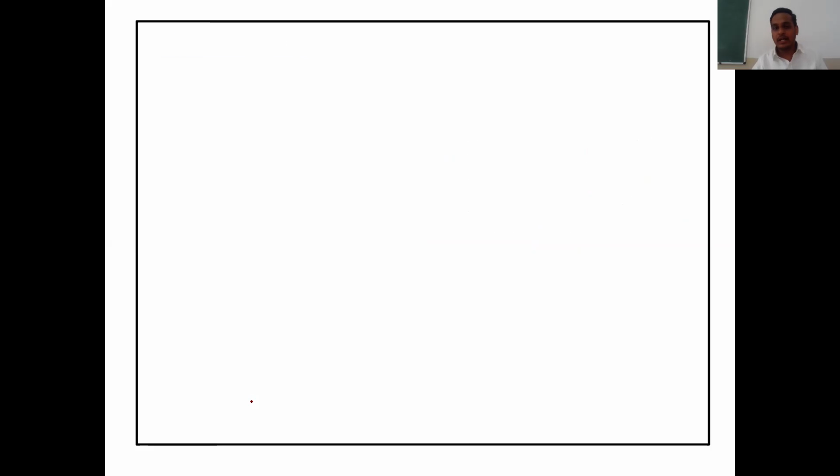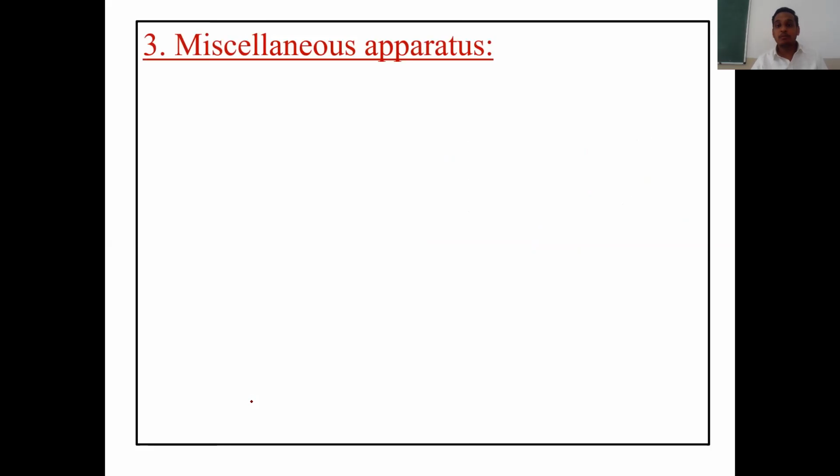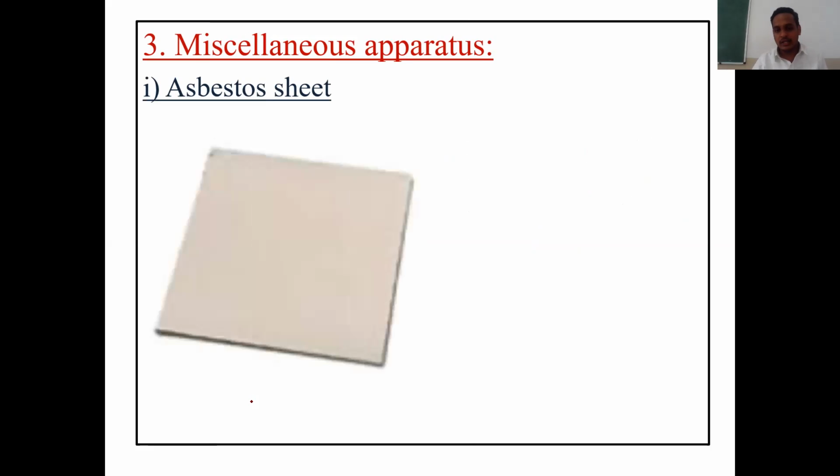So we have completed up till now the glass apparatus as well as porcelain apparatus, and lastly we are going for miscellaneous apparatus, which are neither made up of glass nor porcelain and come under this category. In this we are going to start with the asbestos sheet, and the image goes like this: asbestos sheet, and it is used to keep hot apparatus.